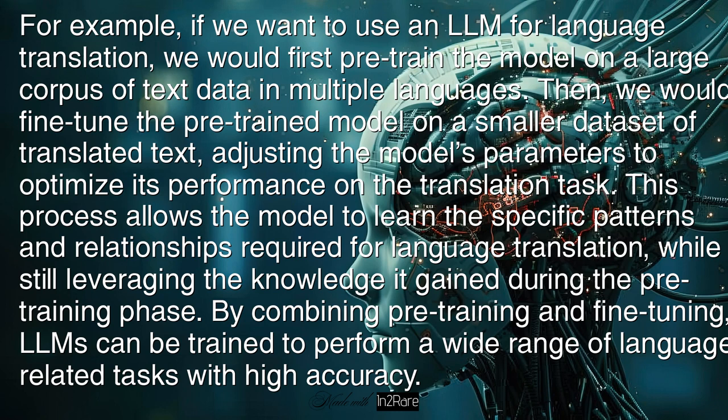For example, if we want to use an LLM for language translation, we would first pre-train the model on a large corpus of text data in multiple languages. Then, we would fine-tune the pre-trained model on a smaller dataset of translated text, adjusting the model's parameters to optimize its performance on the translation task.